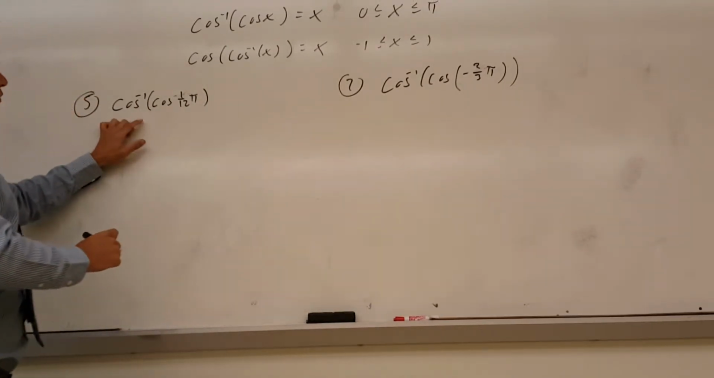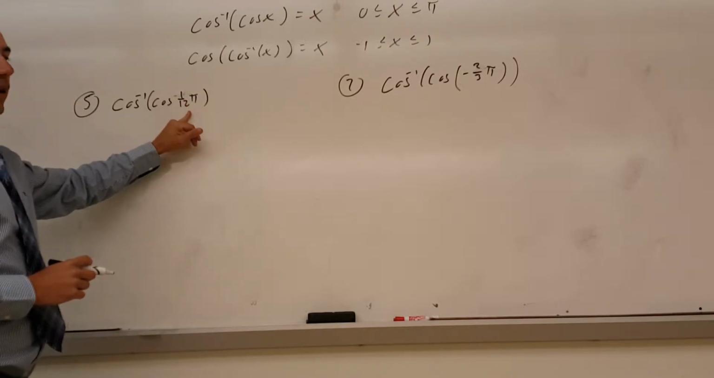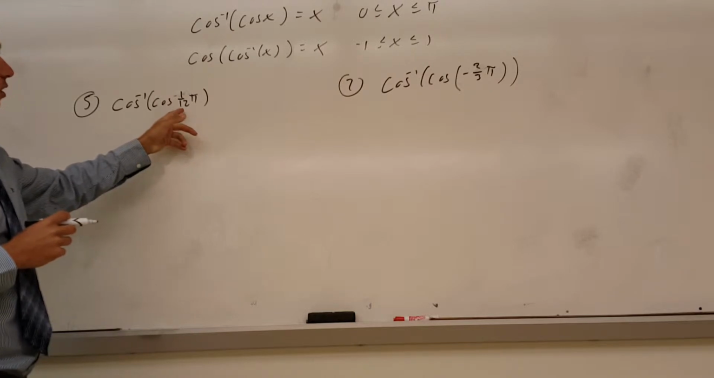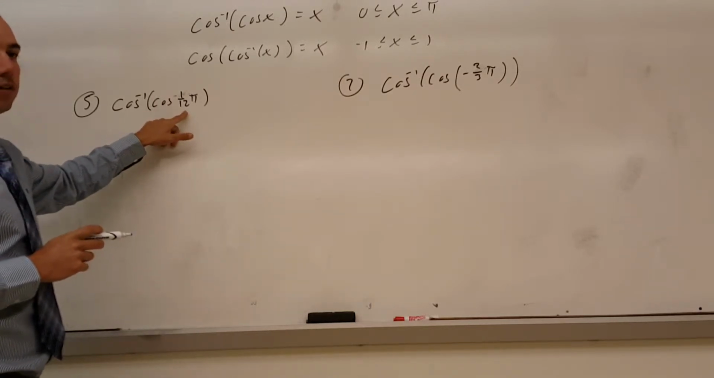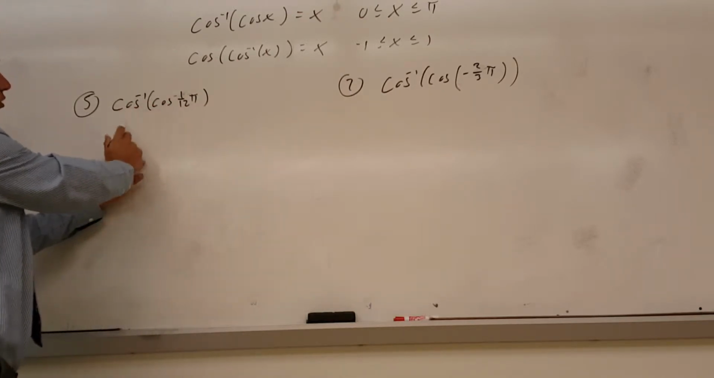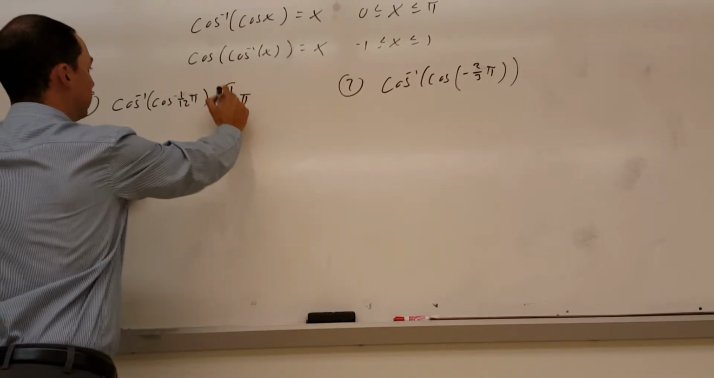Okay, so number 5, inverse cosine of cosine of 1/12 pi. You have to check this angle. Cosine uses angle values, so is this between 0 and pi? You can see right now, yeah, 1/12 is bigger than 0 and less than 1 pi. So we're okay. Inverse cosine cancels with the cosine, and you're left with 1/12 pi.